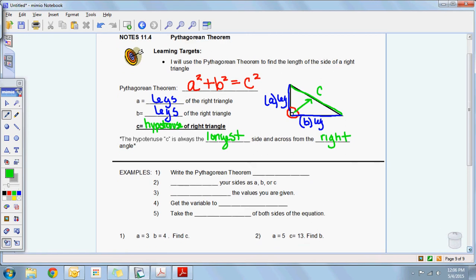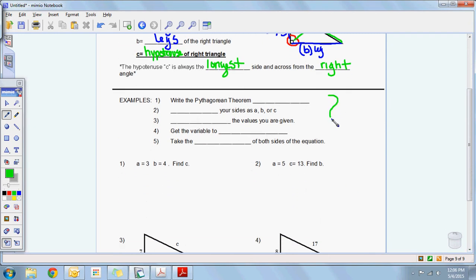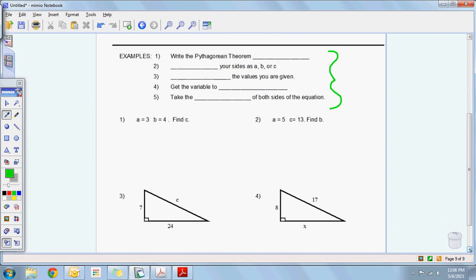All right, I'm going to have you guys skip these little directions here for now. And we'll come back to those. That was awful. I don't even know what that is. So we're going to come back to those later. So let's just kind of jump into some examples.